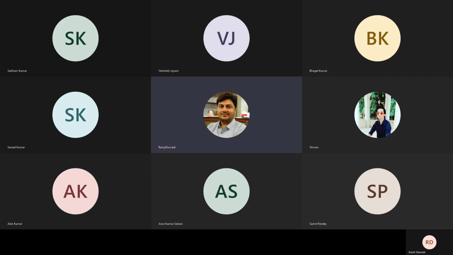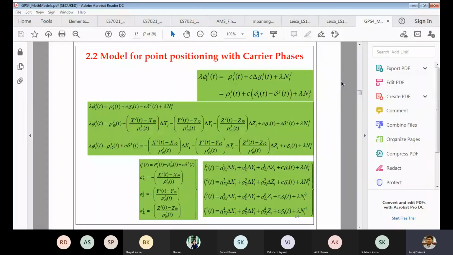The previous discussion, which is the model for point positioning with code pseudo ranges, is clear to all. And if there is any question, you can ask right now. There's no problem in that. Any questions?